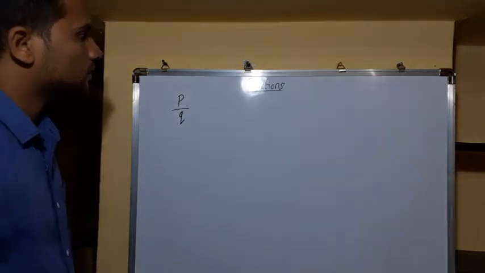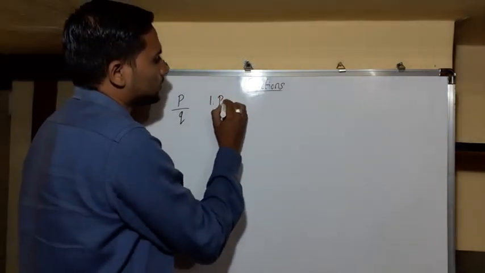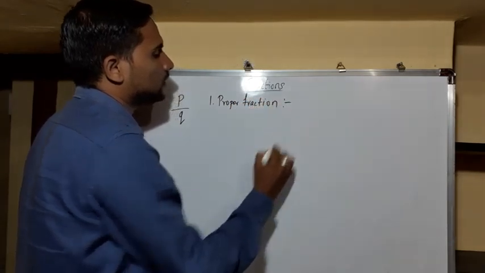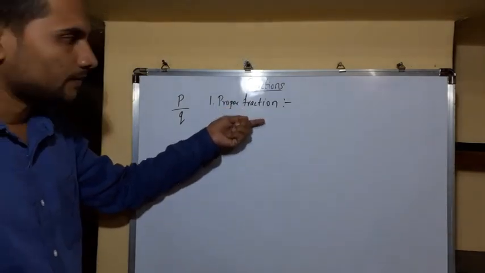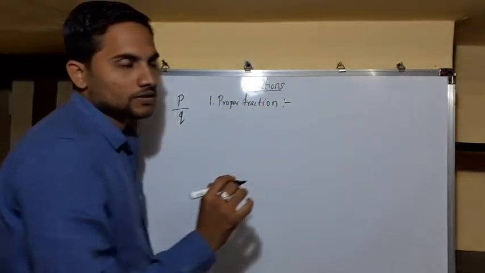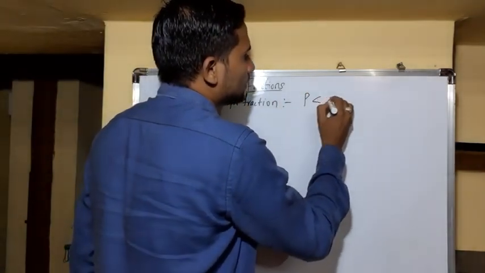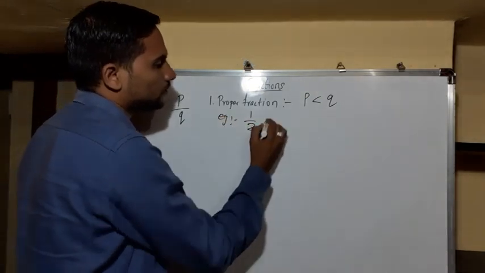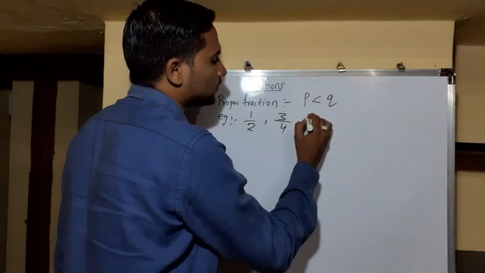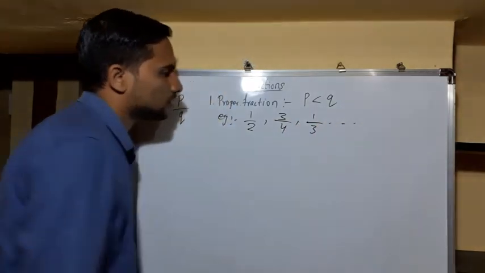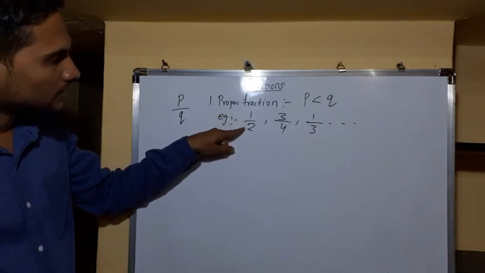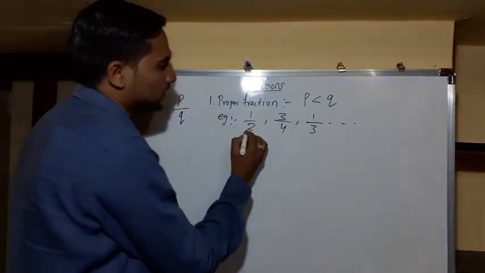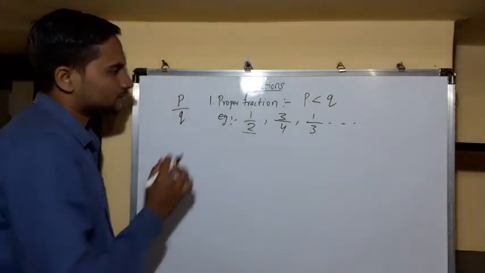So coming to its types, the first one we call a proper fraction. So friends, it is also a type of fraction, right? But the condition for a proper fraction is that the numerator term should be less than the denominator, right? So for example, if you see here, it is 1 by 2, 3 by 4, 1 by 3 and so on, right? See here friends, the numerator term should be less than the denominator. So if it is in this form, we can say it is a proper fraction.